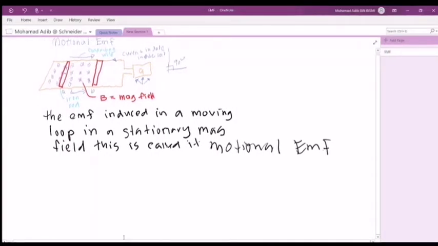What happens to the charge inside the rod? When we move the rod, cutting the magnetic field, the charge will, from the initial condition, be free moving. When we move the rod, cutting the magnetic field, the charge goes up and goes down. The charge, formerly synchronized, is going up and going down.